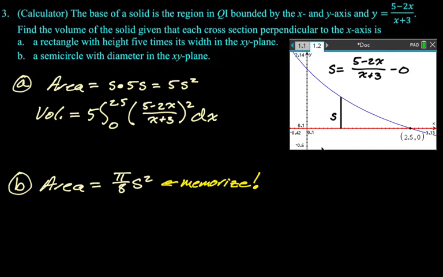Equilateral triangle is s squared root 3 over 4. That's also good to have memorized. Otherwise, they'll describe it, or they'll basically just be square cross sections. But semicircles, equilateral triangles, definitely have those memorized.